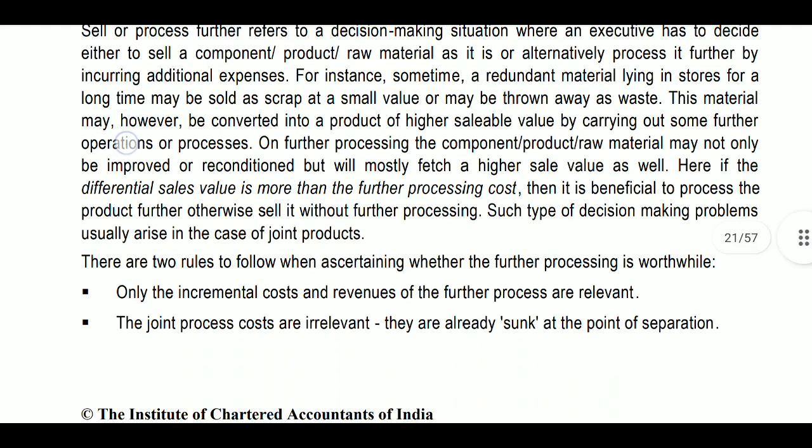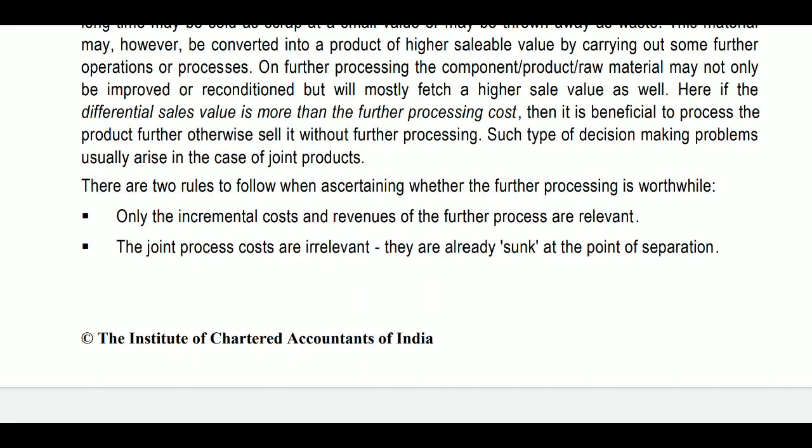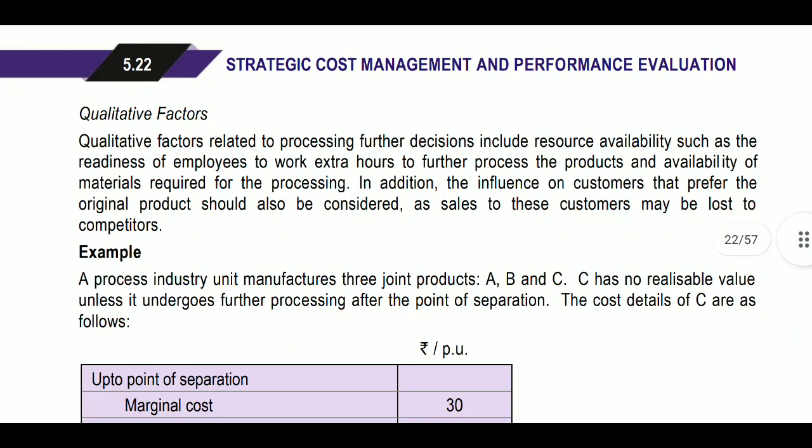Okay, here there are two rules for this. Only the incremental cost and revenue of the further process are relevant here, and the joint process cost is irrelevant here, that is a sunk cost. We will not include the joint process cost anywhere. Next, qualitative factors. Some qualitative factors we will also see. Qualitative factors for the processing further decision include resource availability, such as readiness of employees to work extra hours to further process the product, and availability of material required for processing. Next, it influences the customers.